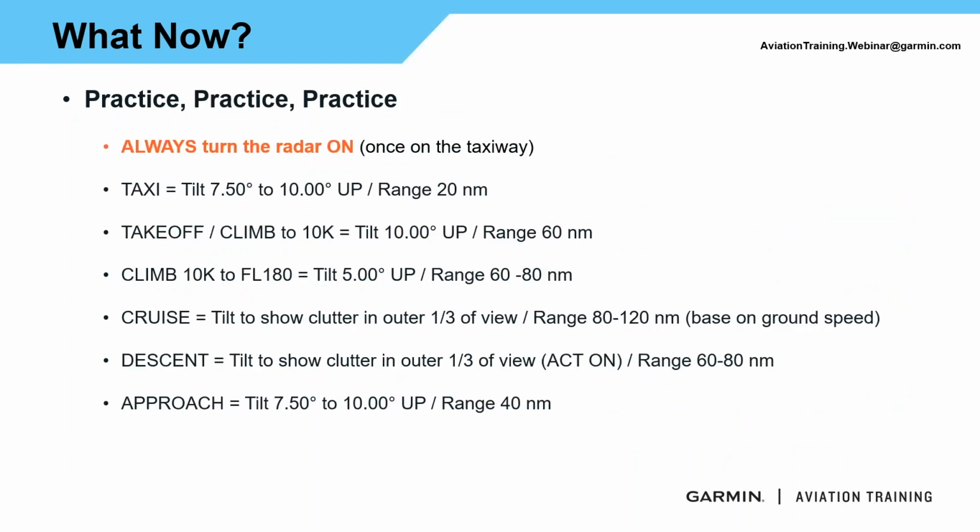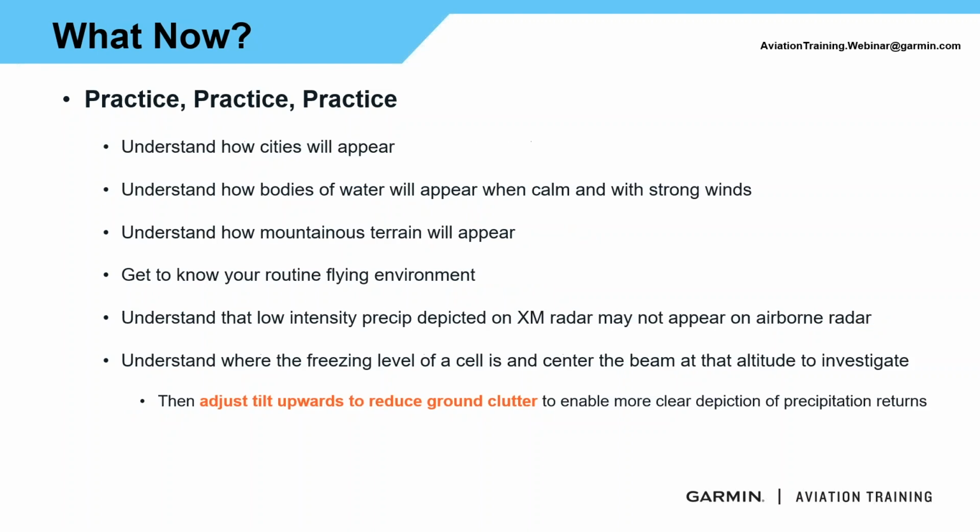Here's a different way of showing that, trying to match your ground clutter with what you're trying to display on your screen, understanding the differences. But we practice, practice, practice. Here is your homework. Understand how cities will appear. Understand how bodies of water will appear, calm and strong winds, mountainous terrain, flat terrain. Get to know your routine flying environment. Understand the differences with XM and how low intensity precip is depicted on there. How's it going to look? Understand the freezing level, trying to point that at the wet returns and differentiating between the ground clutter.